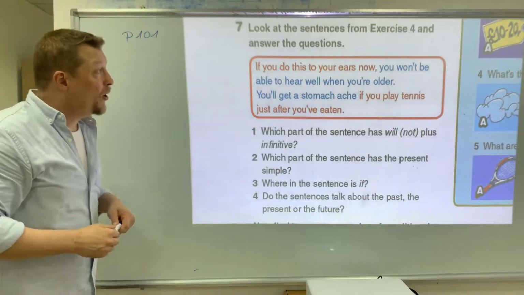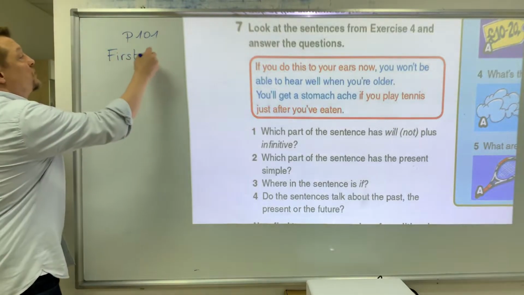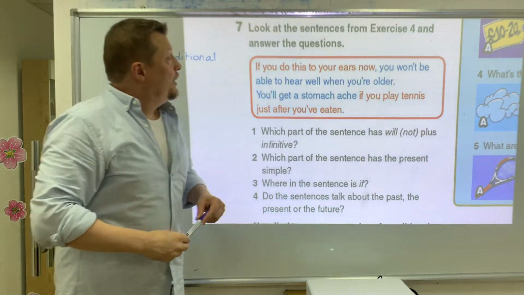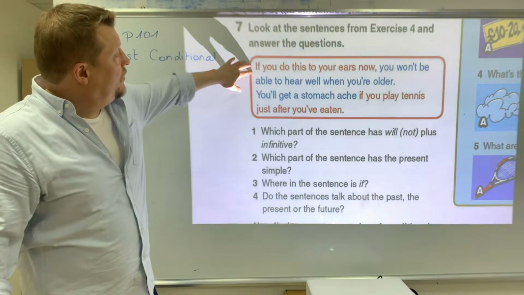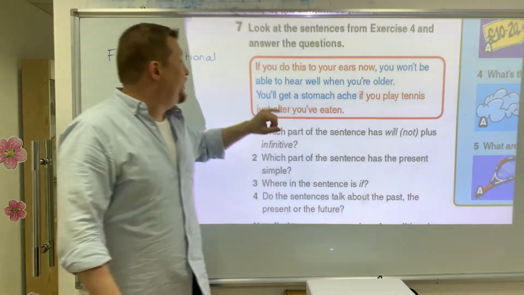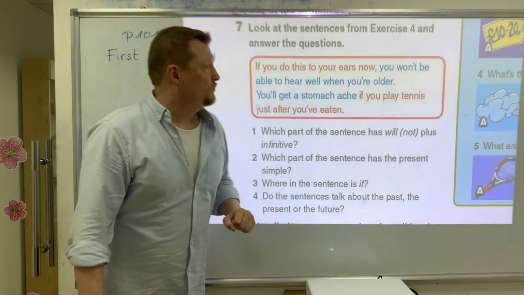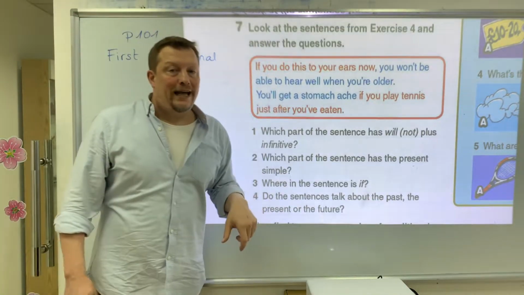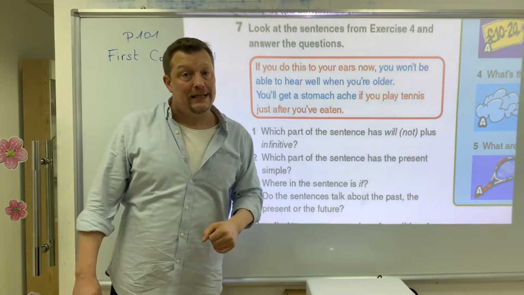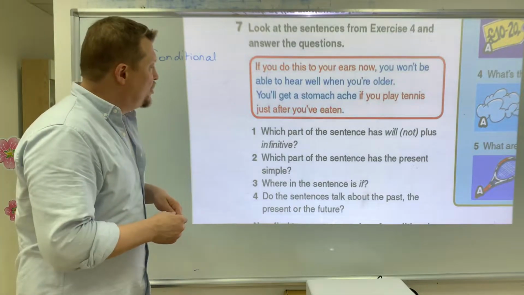We're looking at some grammar, what we call the first conditional. So it's right here. First conditional. So let's have a look at these. If you do this to your ears now, you won't be able to hear well when you're older. Second example. You'll get a stomachache if you play tennis just after you've eaten. Okay, so first of all, let's answer question number 1.